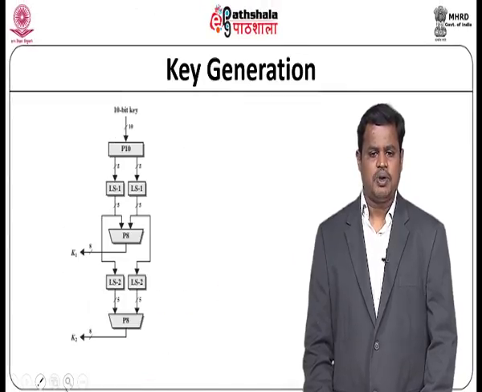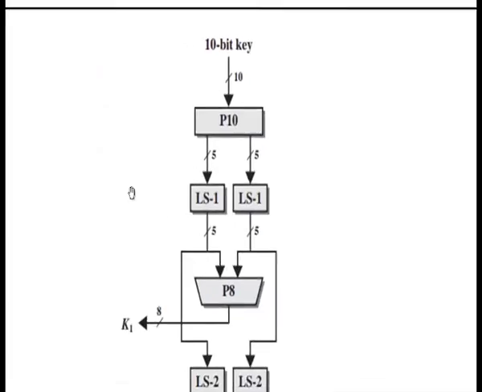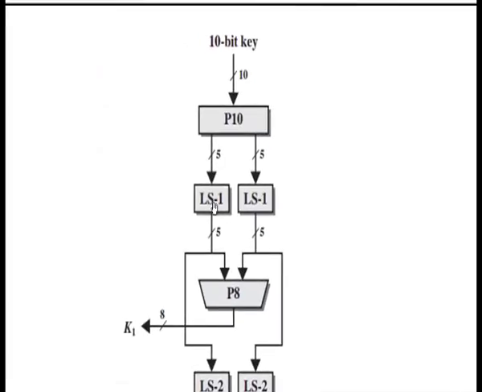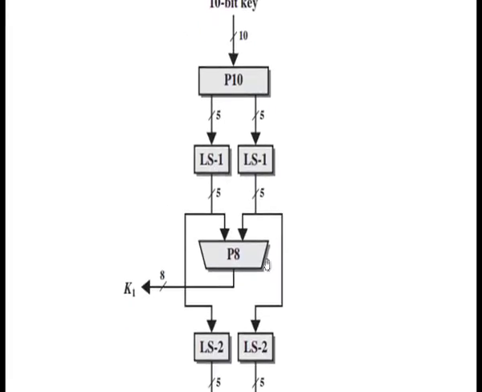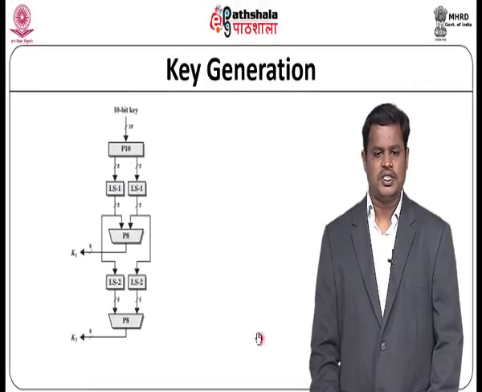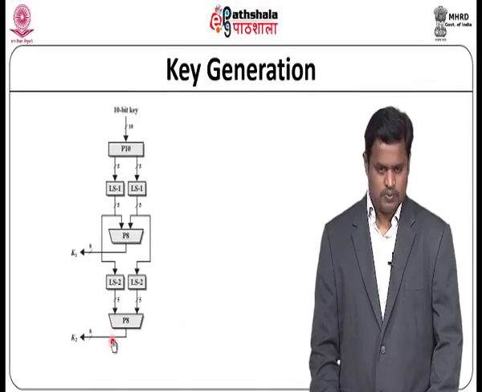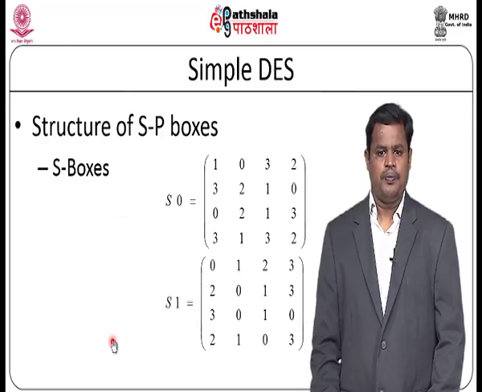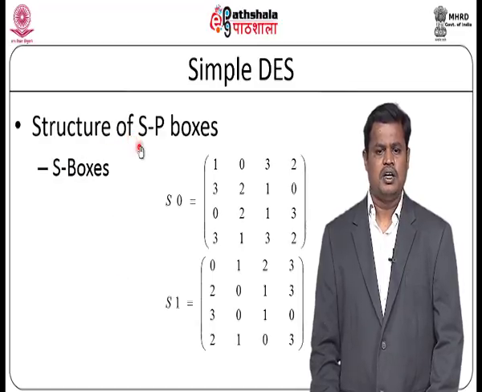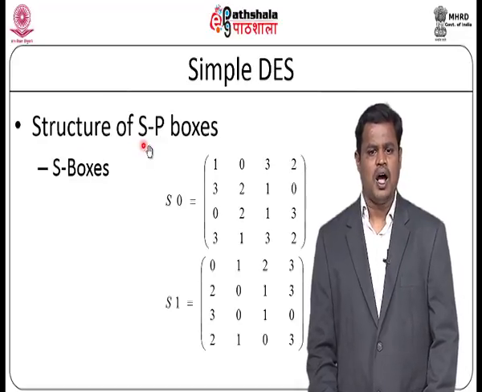The key generation process as explained: we have left shift 1, 1, then similarly left shift 2, 2. So, we can see that it generates K2. Now we can see the structure of the S-box, the substitution box.